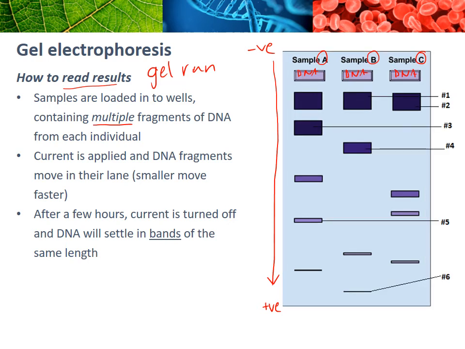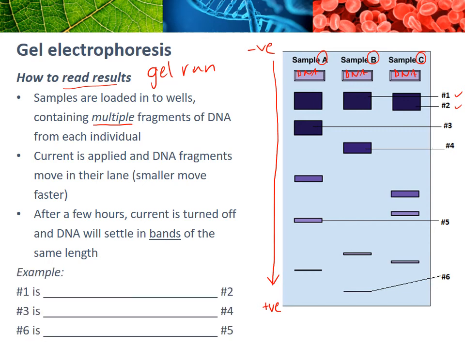I've added in now some diagrams here. So some labels. So let's say we've got fragment 1, fragment 2, 3, 4, 5, and 6. Have a look for a second and see if you could make comparisons between each of these fragments based on what we have just said.